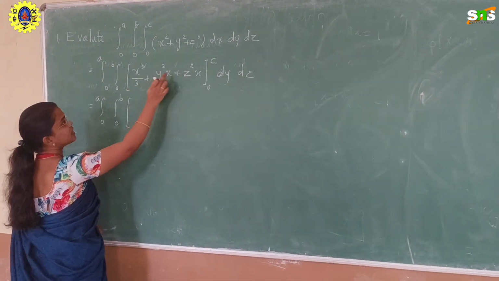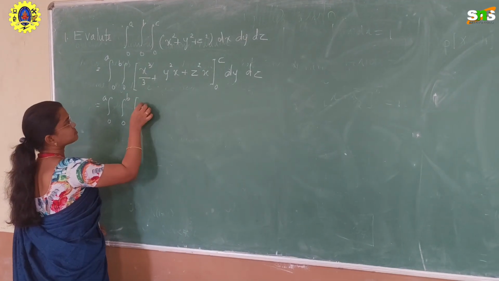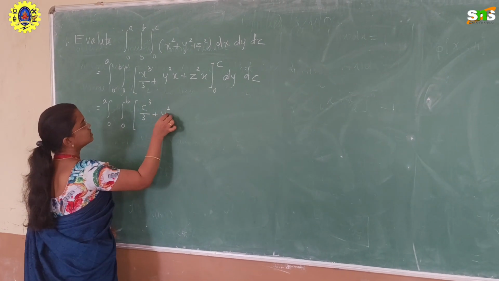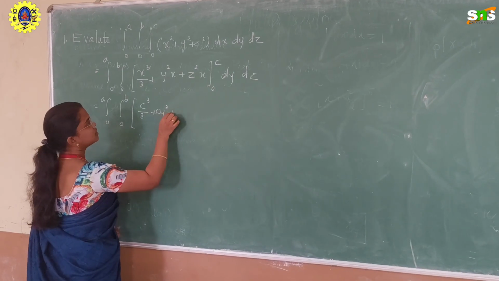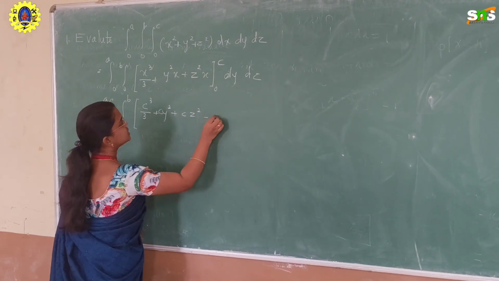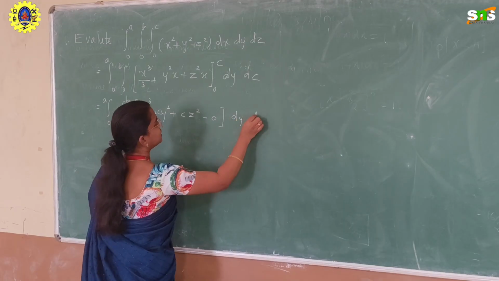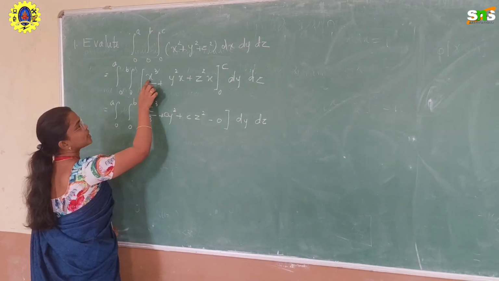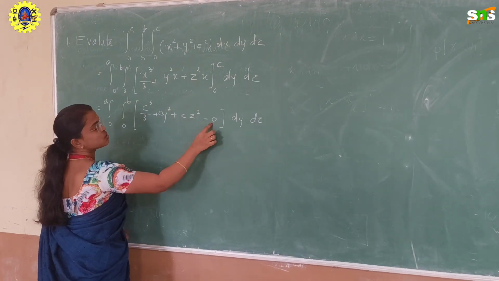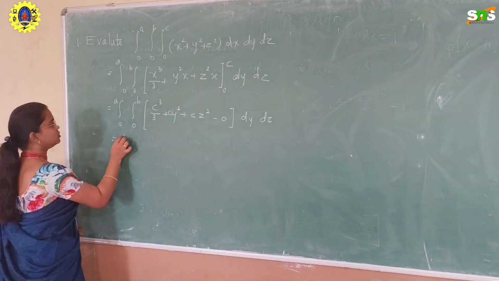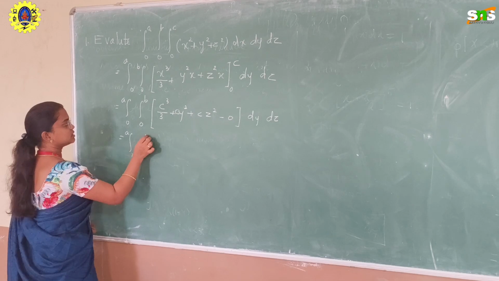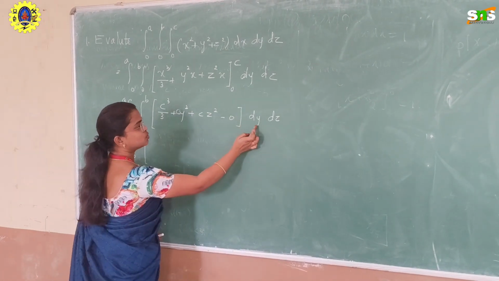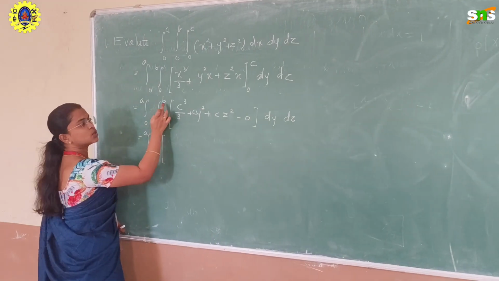So here upper limit value is c. Substitution of upper limit gives c cube divided by 3 plus y square c, which is cy square, plus cz square, minus 0, dy dz. This is upper limit substitution minus lower limit. All the x values will be 0, so minus 0, which is equal to integral 0 to a. Then integration of this term with respect to y, the limit for y is 0 to b.